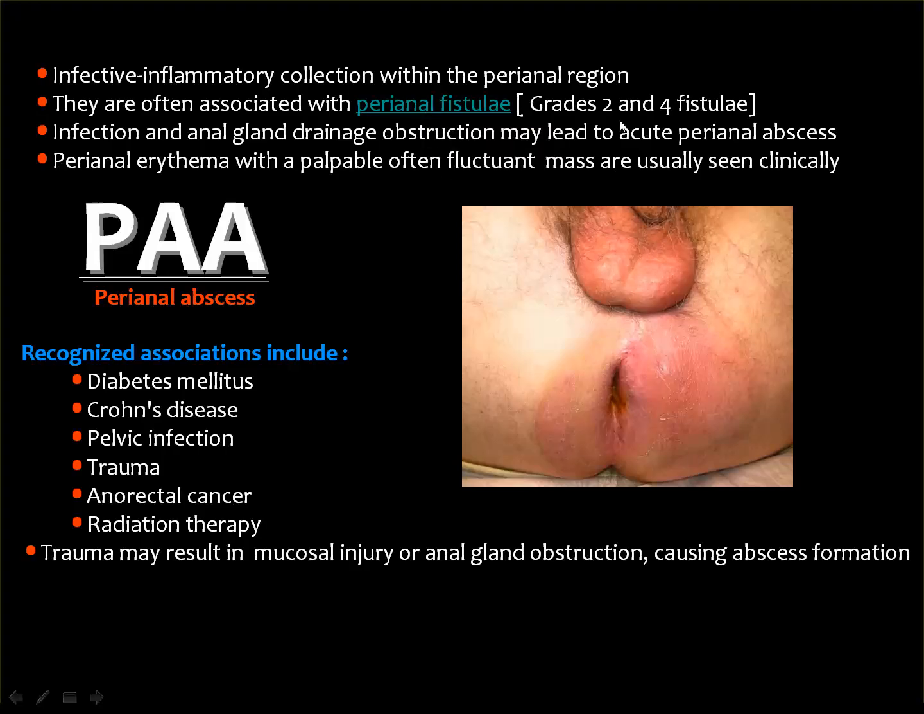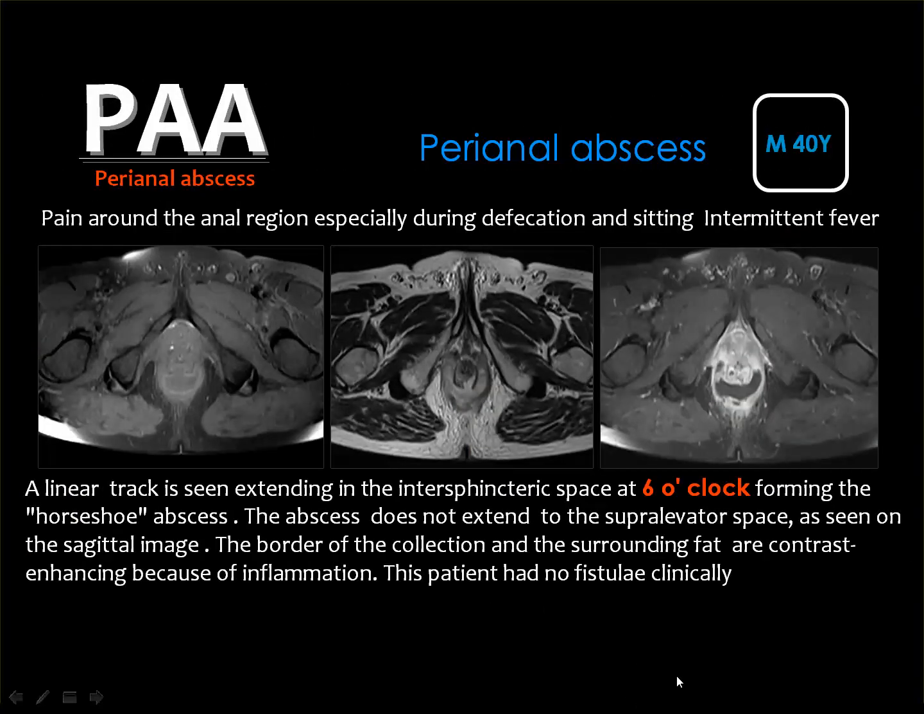The grade 2, which is intersphincteric with abscess, and grade 4, which is transsphincteric with abscess formation. The causes or the associations for this inflammatory condition are diabetes, Crohn's disease, infection, trauma, rectal cancer, and radiation therapy. And trauma may result in mucosal injury and obstruction of the anal glands, causing the development of an abscess.